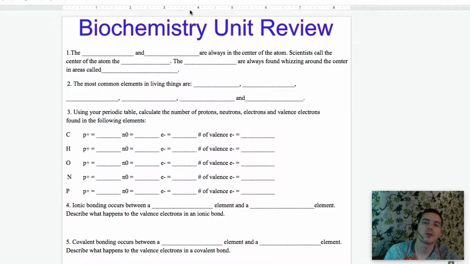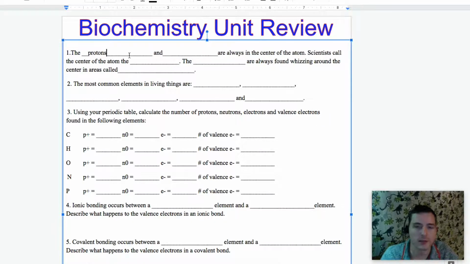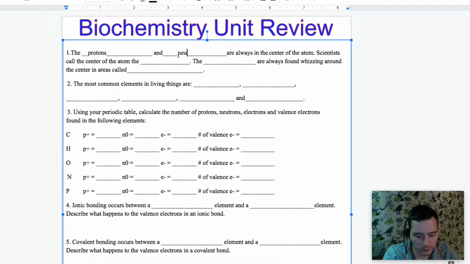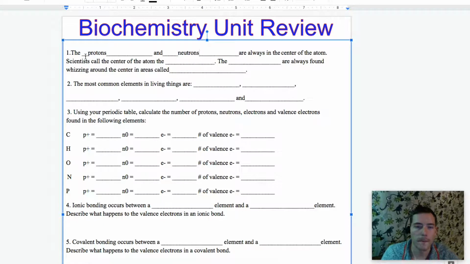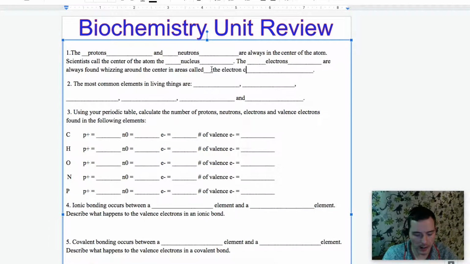So now we're going to make sure we go over everything that we've learned so far in biochemistry. The blank and blank are always in the center of an atom. So in the center of an atom, we have the protons and the neutrons. Scientists call the center of an atom the nucleus. The electrons are always found whizzing around the center in the area called the electron cloud.